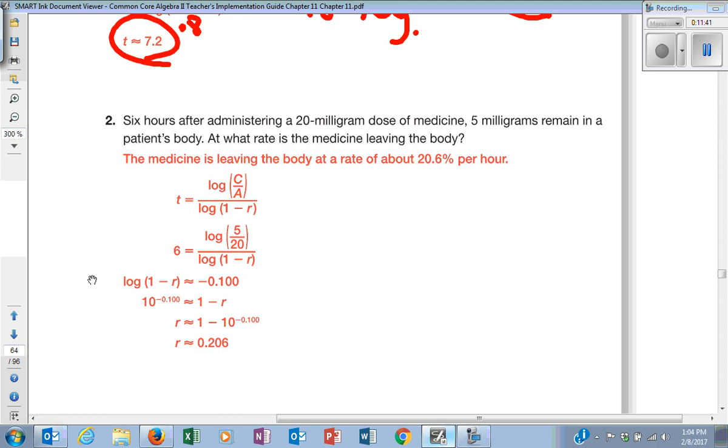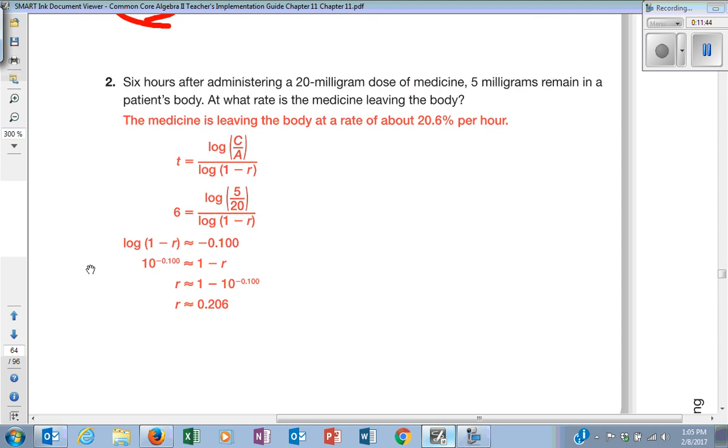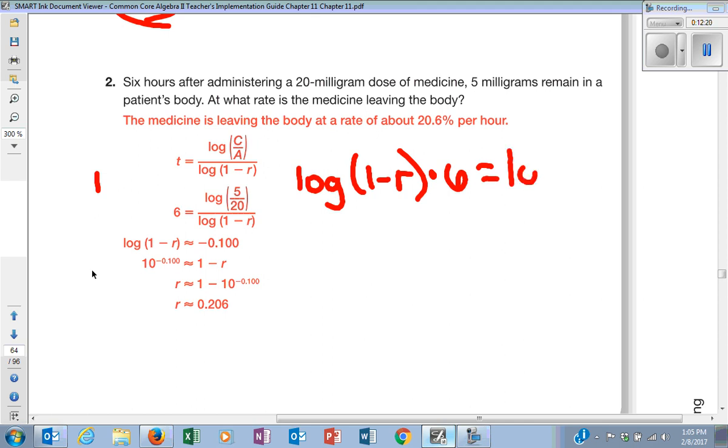All right, now in this one, our unknown is going to be our R. So they plug in for everything else, but we have to work backwards and get rid of our R by ourselves. They say, hey, how can I get this? They times by log 1 minus R. Then they times this by log 1 minus R. And so you end up with log 1 minus R, and then that times 6, and that equals log of 5 over 20, which is 1/4.